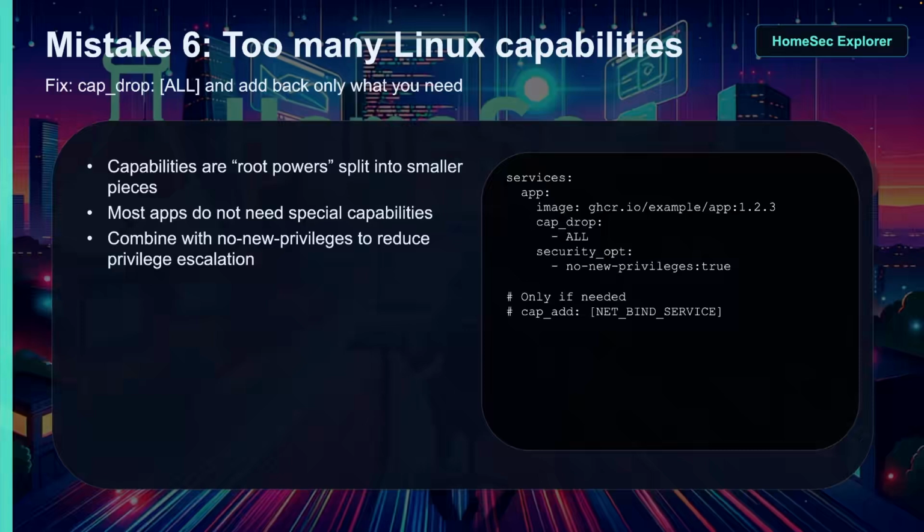Mistake 6. Too many Linux capabilities. Capabilities are basically root powers. Many services need none. Drop everything, then add back only what you need. Add cap_drop ALL. And add security_opt no-new-privileges true. If you need low ports below 1024, add only NET_BIND_SERVICE. Drop all. Add back only what you truly need.